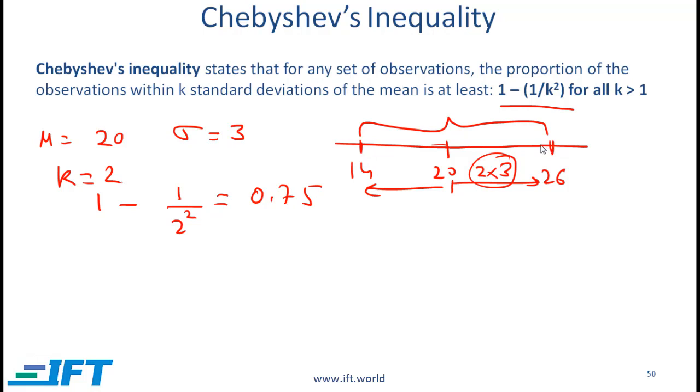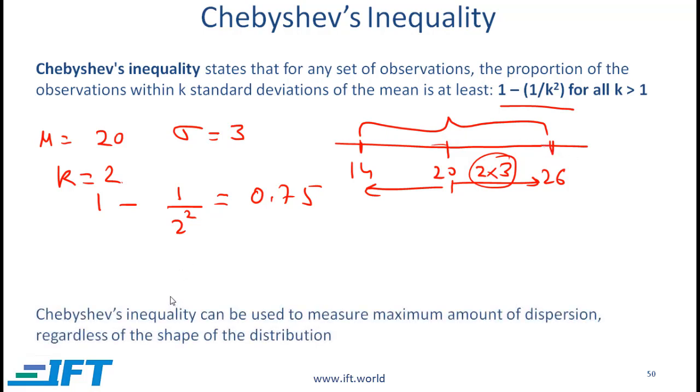Now this can also mean that we have more than 75% within 2 standard deviations of the mean. But we can know for sure that it is not possible to have only 50% of the data within 2 standard deviations of the mean. This inequality is so powerful because it tells us for sure the maximum amount of dispersion regardless of the shape of the distribution. Notice that here we don't make any assumptions about whether the distribution is normal or not normal. This inequality applies across all distributions.